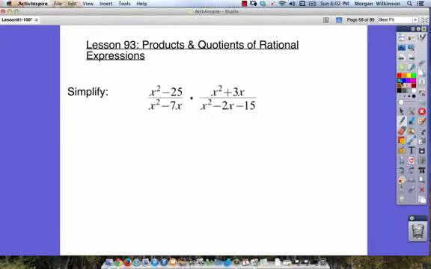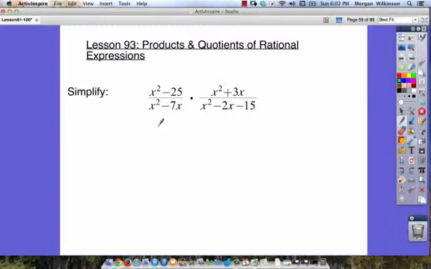Lesson number 93 today is about products and quotients of rational expressions. Our first problem asks us to simplify, and this looks pretty complex. We've got x squared minus 25 all over x squared minus 7x, and we're going to multiply that by x squared plus 3x and divide by x squared minus 2x minus 15.